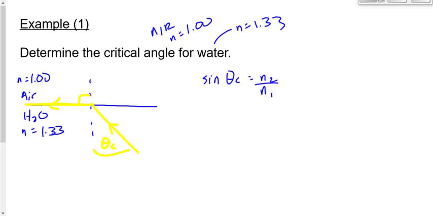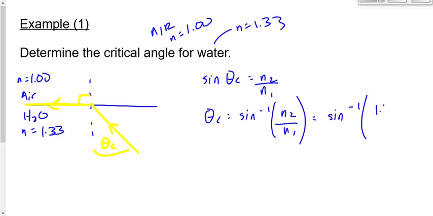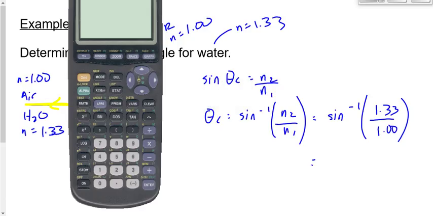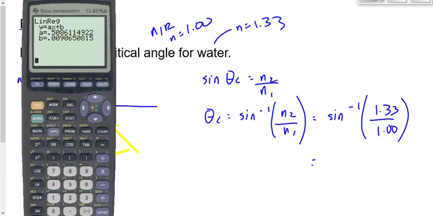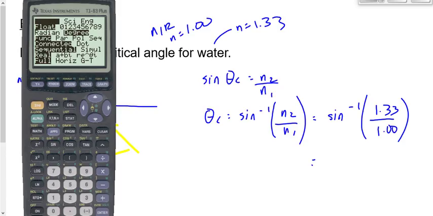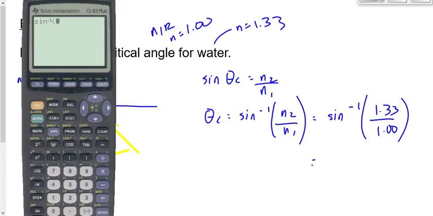Now, watch what happens here. Don't copy the rest down right away, because I'm going to make a mistake on purpose. Theta c is equal to the inverse sine of n2 over n1, which is the inverse sine of 1.33 over 1.00. Watch what happens when I do that. Let's check that I'm in degree mode first. Yep. The inverse sine of 1.33 divided by 1. Look what happens. I get an error.